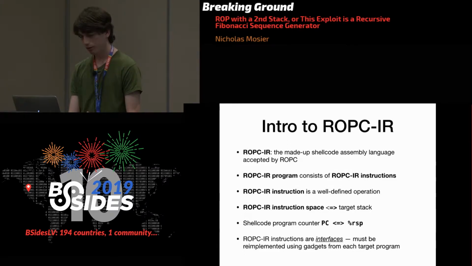It's also useful to think of ROPC-IR instructions as interfaces. Really, ROPC-IR is like an instruction set architecture. The instructions aren't defined by how they're implemented in gadgets. They define the inputs and outputs, and then for whichever system you want to compile shellcode on, you just have to find gadgets for that specific system that will implement all the instructions. Separating the instructions from their implementation makes it more portable.